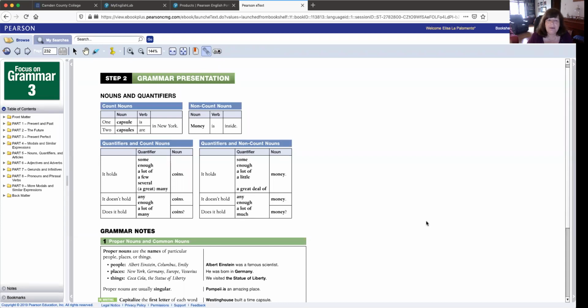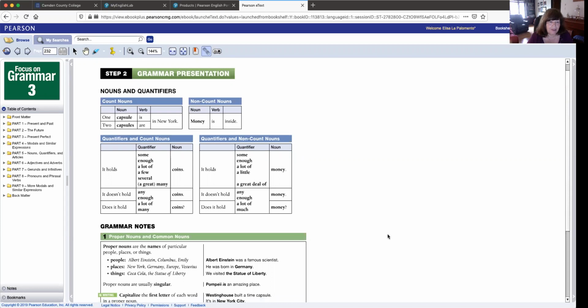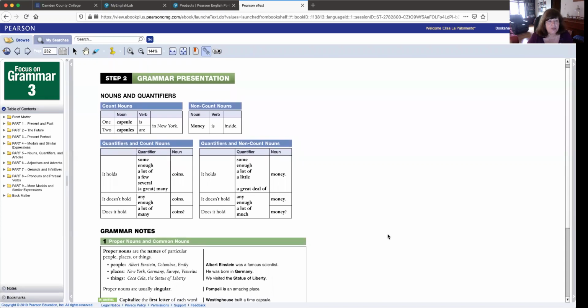Today we're going to learn about nouns and quantifiers, excuse me. You already know about nouns, so a lot of this information in the beginning is going to be about something that you already know. Okay, so it's going to be a little bit of a review. And when I say that, I'm talking about proper nouns and common nouns. I'm pretty sure we did talk about that. I know we did last semester at least. So on page 232, we're going to talk about nouns and quantifiers. Quantifiers are words that tell how much, how many, okay?